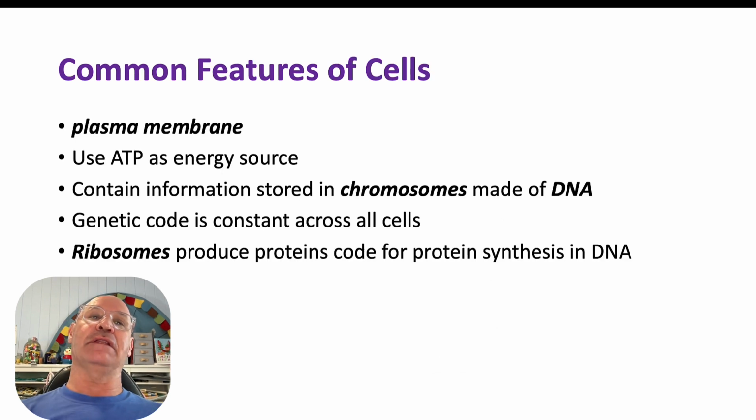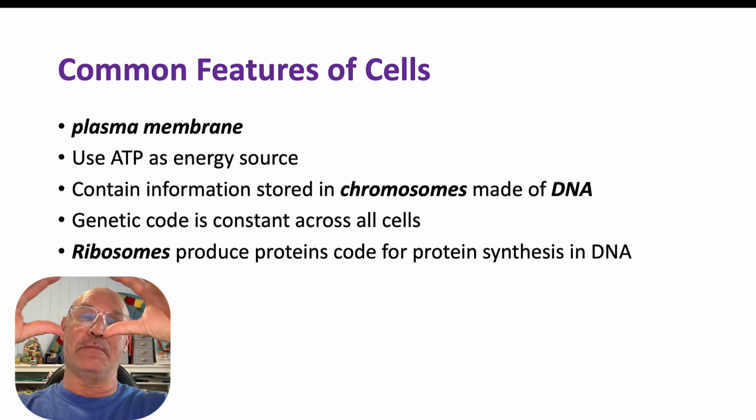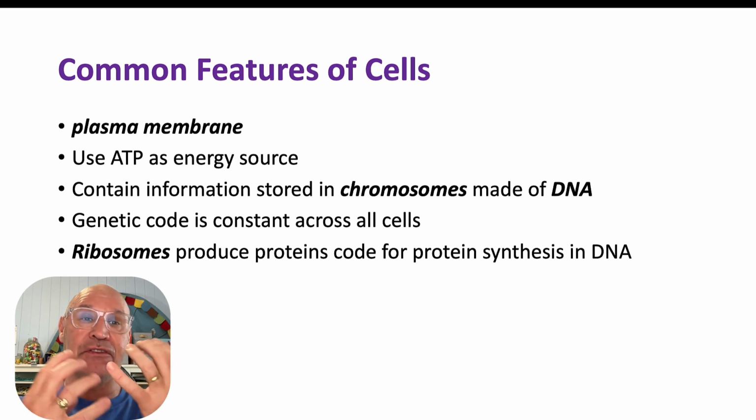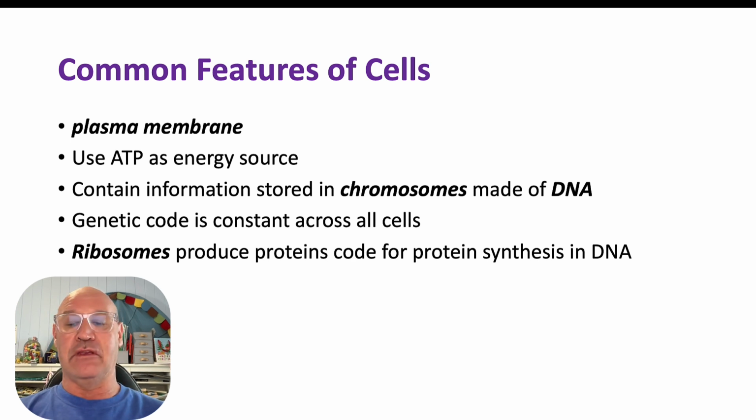Now, they do have similarities though. Both prokaryotes and eukaryotes are bound by a plasma membrane. They both use ATP as their energy source. They both contain DNA in the form of chromosomes, and they have the same genetic code, which we're going to look at much later. And they both have ribosomes, which they use for producing proteins.